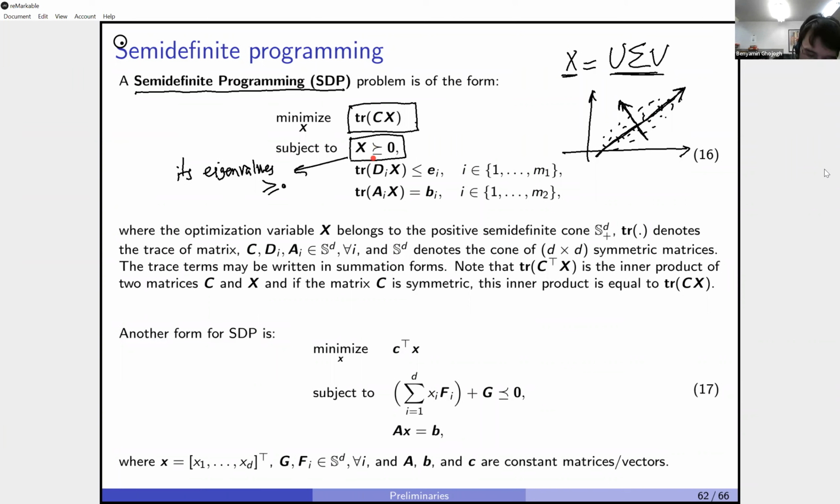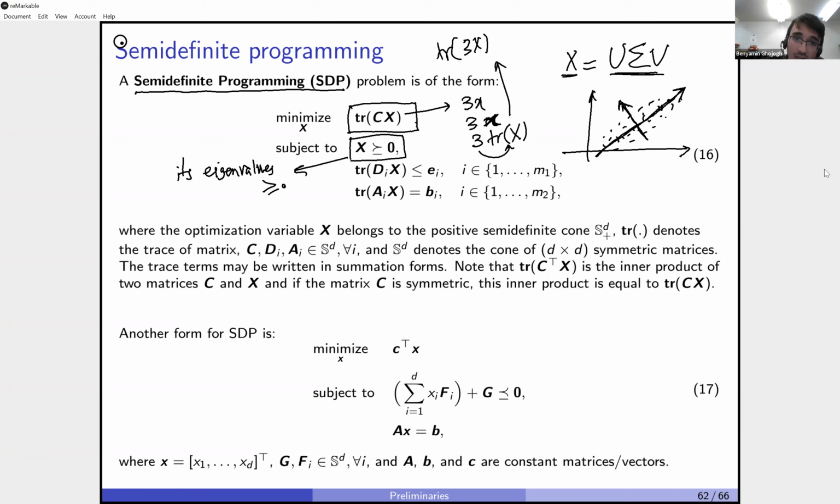And positive semi-definite means that I want all eigenvalues of this matrix X to be greater than or equal to 0. I don't have any negative eigenvalues. And this is a linear function of matrix X. In scalar form, it's like 3x. In matrix form, it's like 3 trace of X. You can also bring 3 into the trace, so you can write it as trace of 3X. This is exactly a linear function of X.